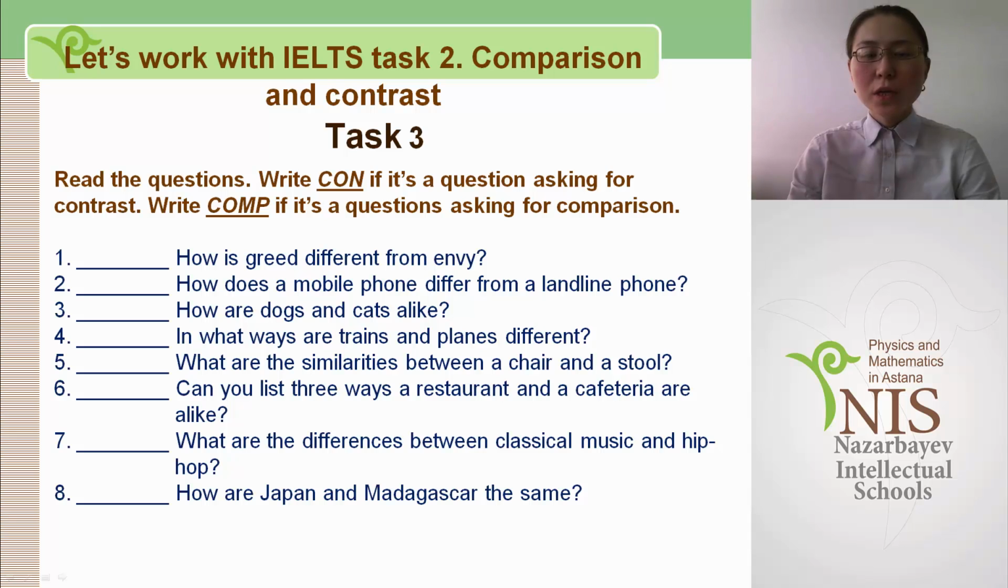Now I want you to look at these questions. There are 8 questions where you need to ask for contrasting or for comparing. First, try these questions and ask each other. And let's see, what kind of answers do you have? Very good. Now, let's put "con" if the question is asking for contrasting, and put "comp" if it's asking for comparison.